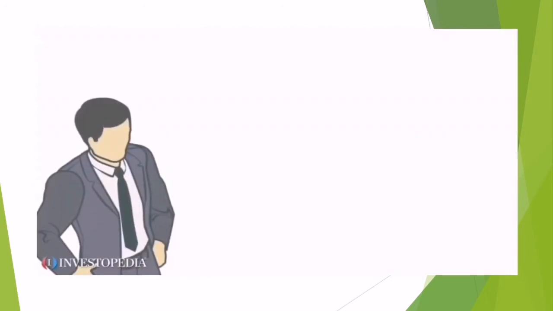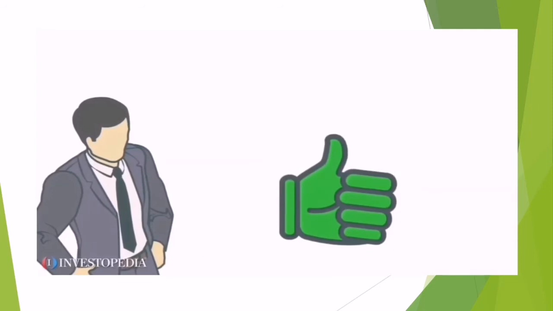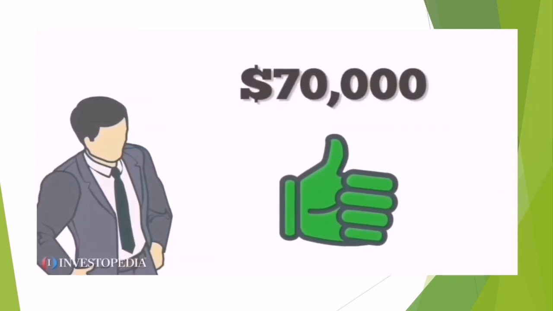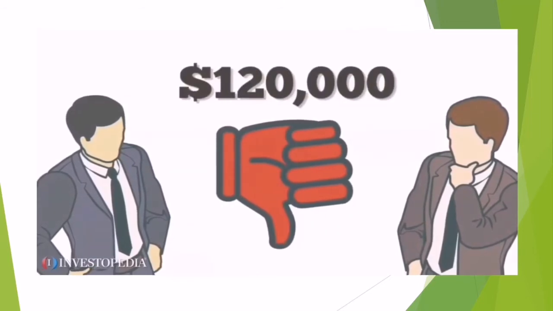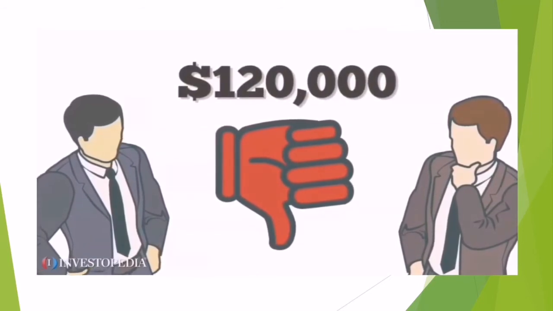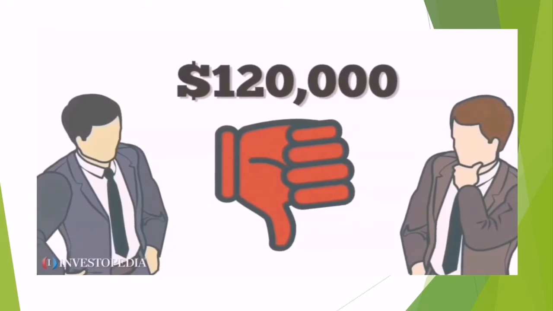An accountant will say that Alex's business is profitable because of the $70,000. An economist will add the implicit cost of $120,000 to the profit calculation and say Alex has an economic loss of $50,000.